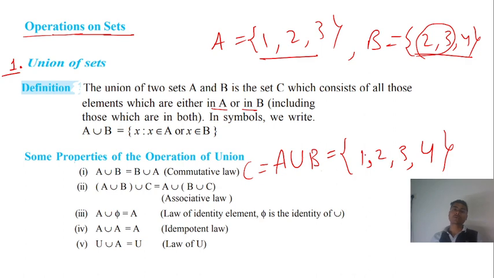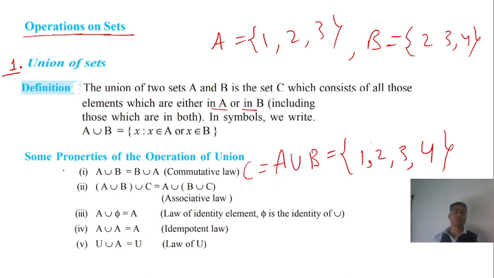Now if we choose any element from set C: 1 is present in set A, 2 is present in set B, 3 is present in set A, 4 is present in set B. That's how we wrote A union B. A union B is such a set that all the elements of set C must be either in A or in B. The symbol U we used here is read as union, A union B.